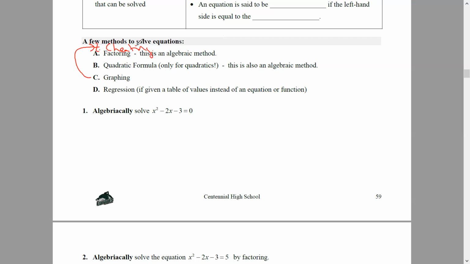First question says, algebraically solve the following. Sure, I could algebraically solve that, or I can use my graphing calculator and graph this. So graph x squared minus 2x minus 3. You're going to find it looks like this, with an x-intercept over here at 3 and an x-intercept over here at negative 1.